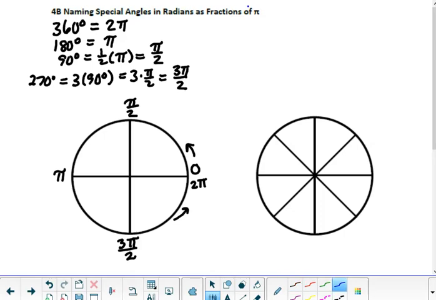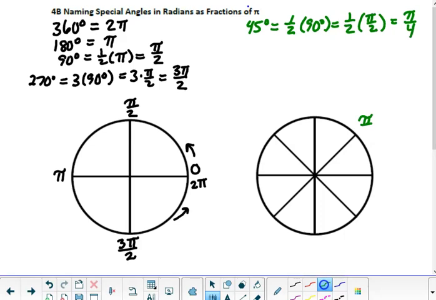Okay, let's take a look now at 45-degree angles. Now 45 is 1/2 of 90, or 1/2 of pi over 2, which is 1/2 times pi over 2, which is pi over 4. So pi over 4 is equal to 45 degrees. And that's our first big one that we know for special angles.